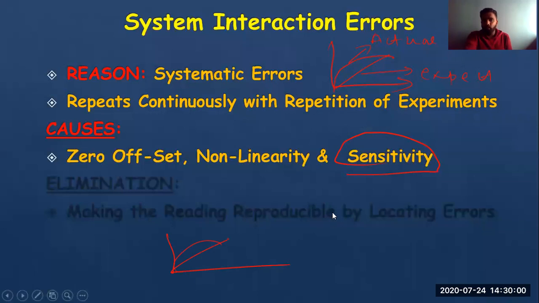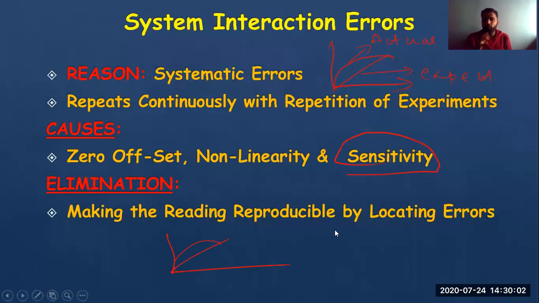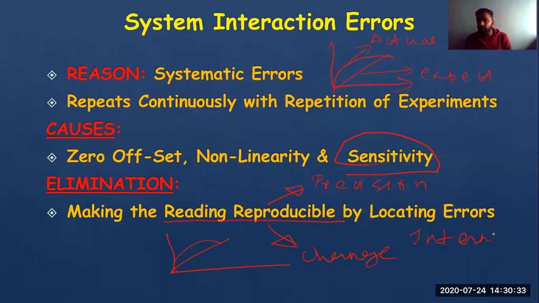Okay, elimination. How can you eliminate this? This is important. You do some kind of precision work. You make the instrument give reproducible readings. If you are able to get reproducible readings which are accurate, repeatable, which is a kind of precision, and reproducible is also a kind of precision. But what do you do in this? You change the environment, the intrinsic or internal environment, and you also change the external environment. I have already informed you.